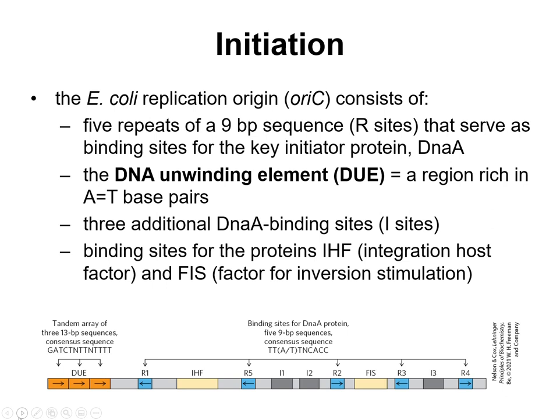We'll start at the beginning. It's always a good place to start. We said that replication always begins at an origin. And in E. coli, the origin consists of 5 repeats of a 9 base pair sequence. These are called R sites, replication sites, that serve as binding sites for the key initiator protein DnaA.